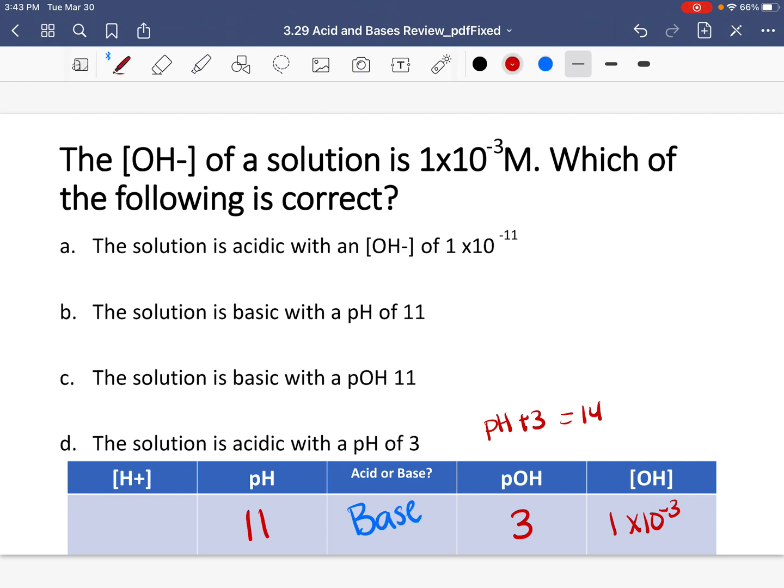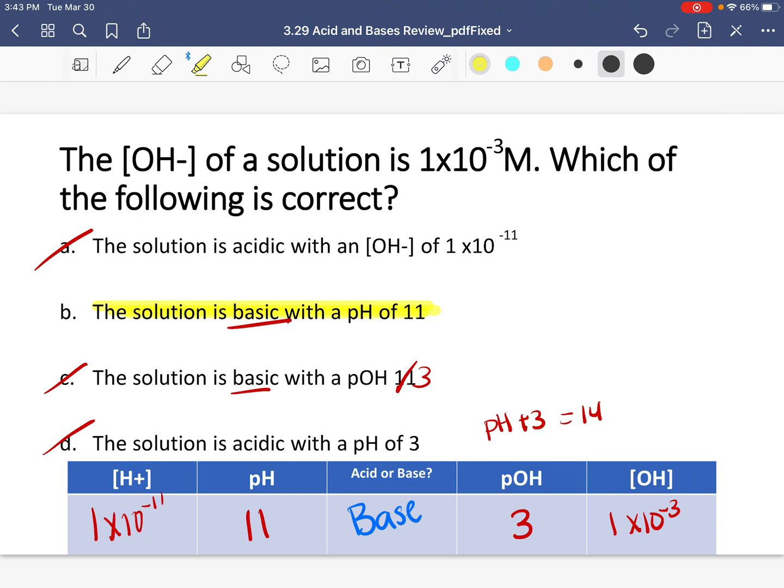And from there, because I know my pH, I can put 1 times 10 to the negative 11. So I'm working with a base. My pH is 11. Yes, my pH is 11. My pOH is 3. So this one should have been 3. That's our answer is B.